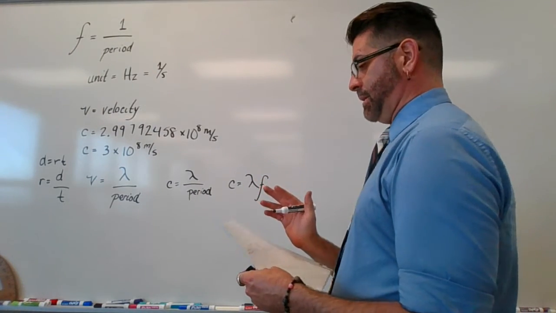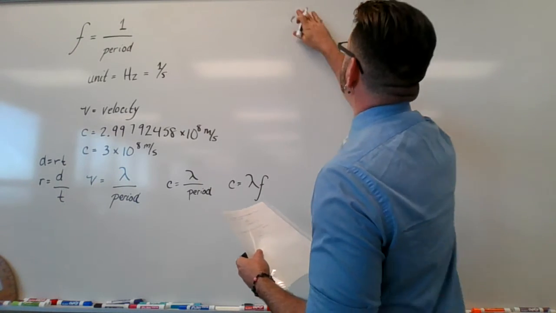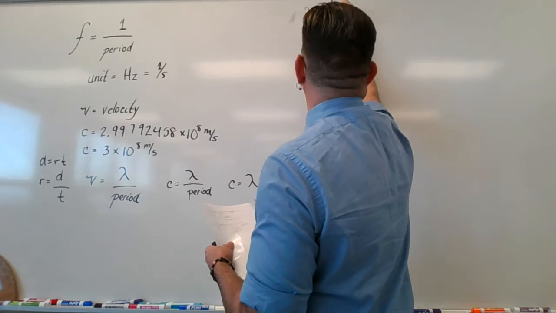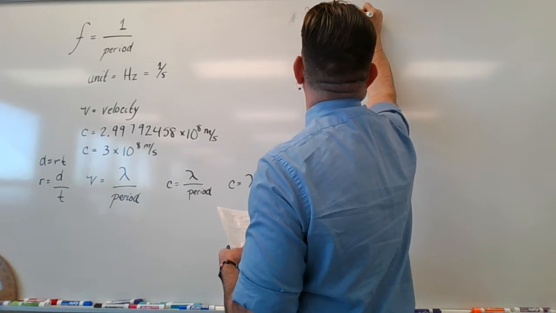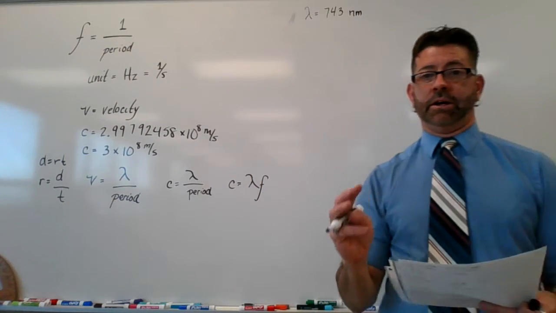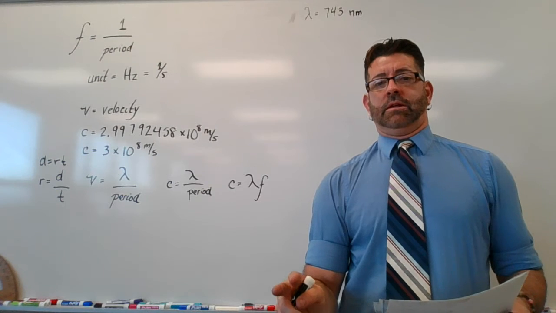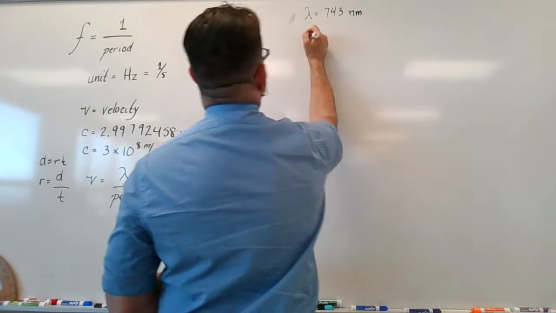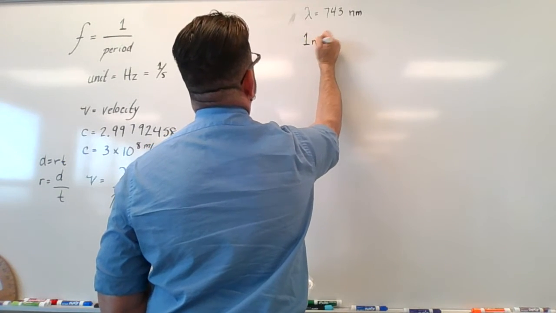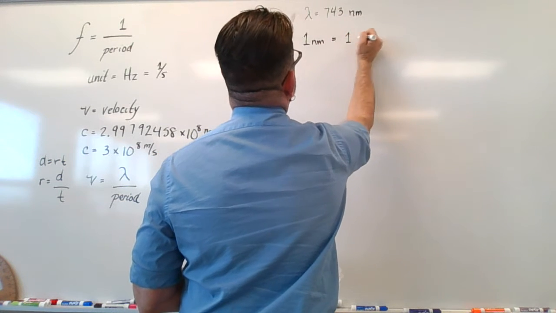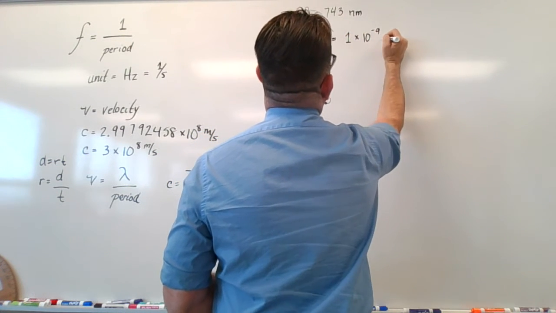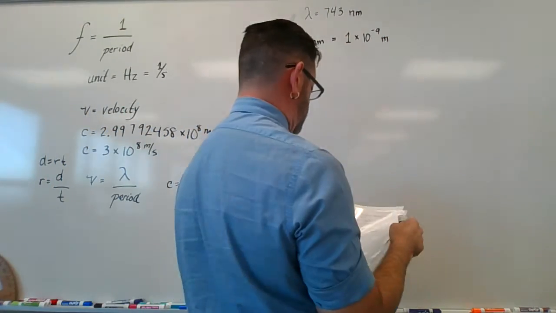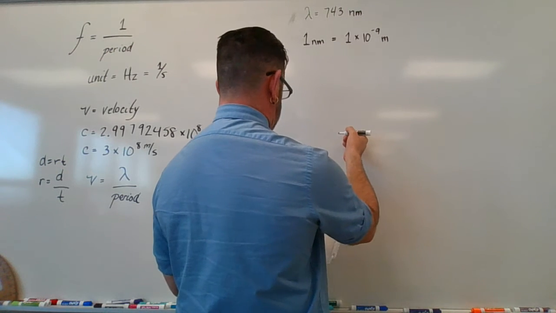So frequency, let's say we want to calculate the frequency of red light with a wavelength equal to 743 nanometers. Now you have to remember that a nanometer is 10 to the negative 9th meters. So 1 nanometer is equal to 1 times 10 to the negative 9th meters. So you can either convert your nanometers, or you can convert your speed.